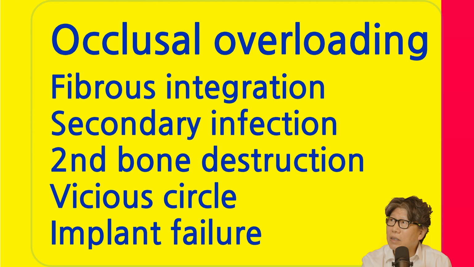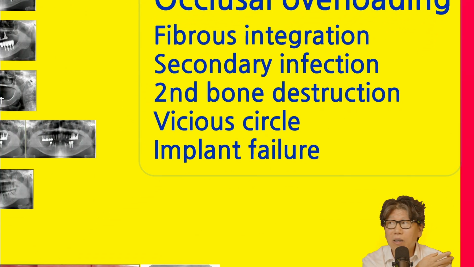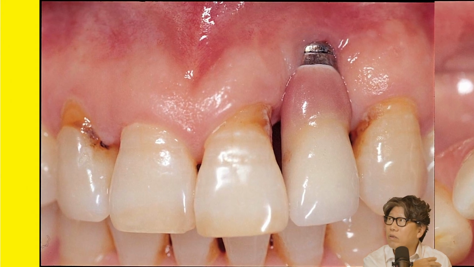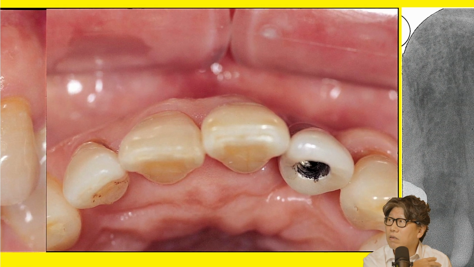So you get this occlusal overload, and then you end up with fibrous integration, and then you get a secondary infection, and then you get another bone destruction because of that secondary infection. And it's a vicious cycle, and the implant fails, and that's what we know, and that's what we're talking about. So we need to break this vicious cycle. And then there are times when the abutment screw came loose.